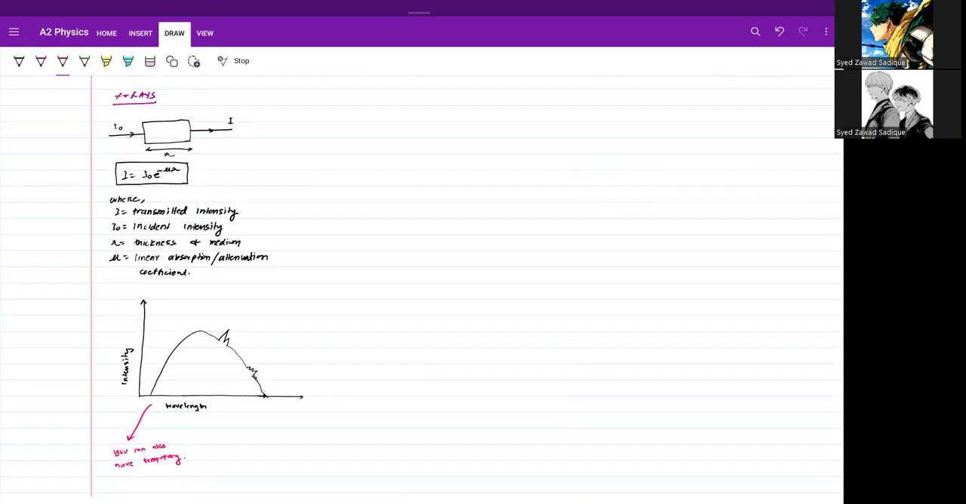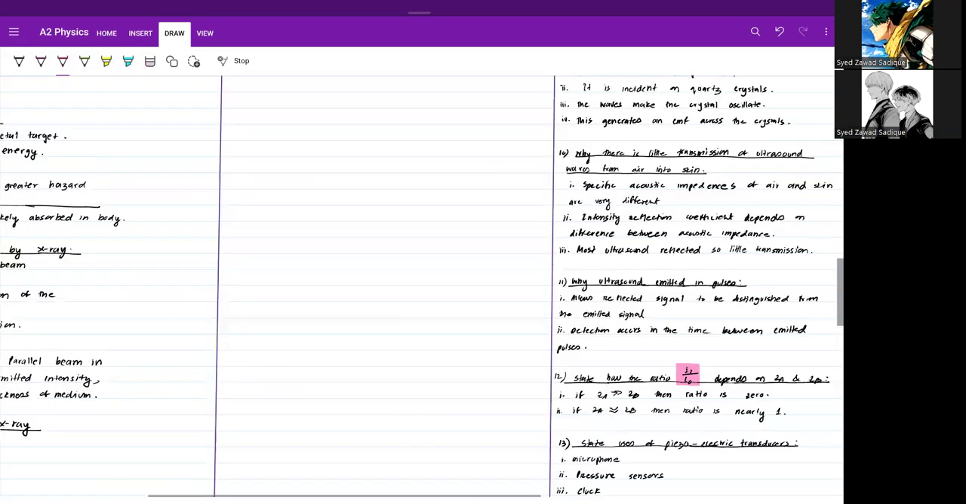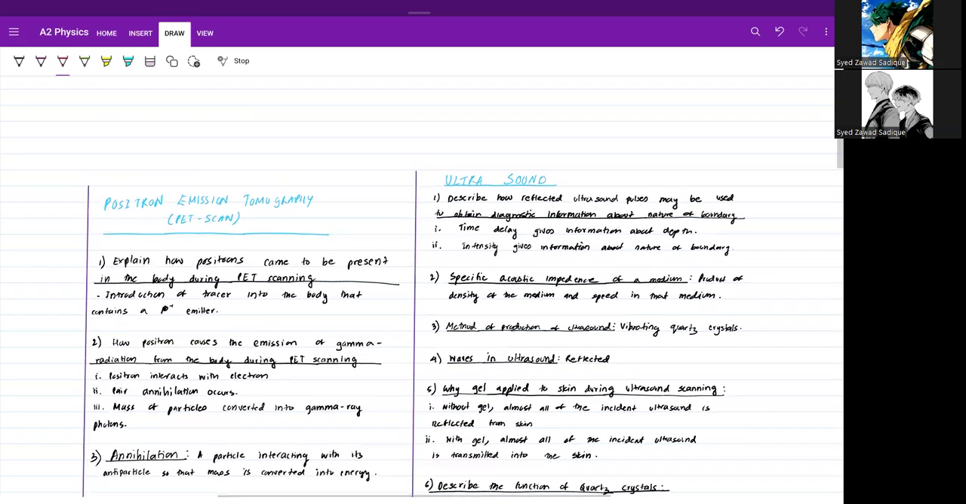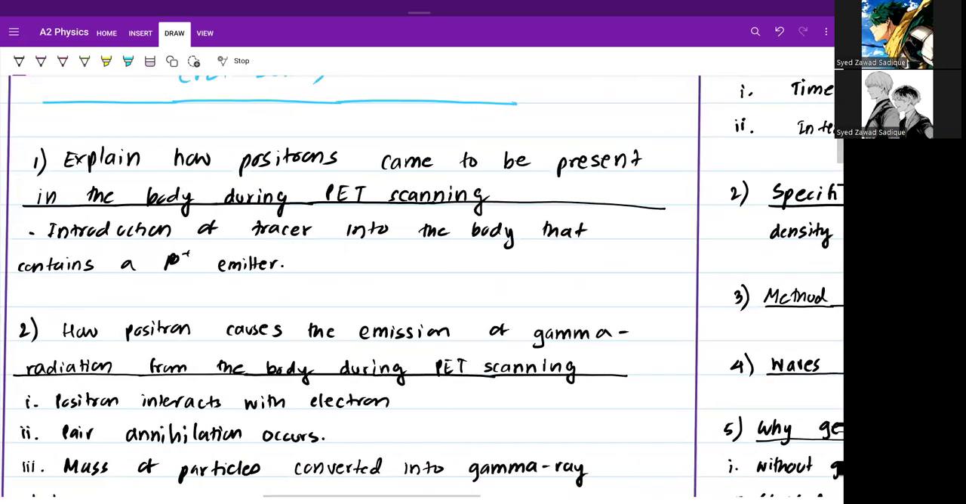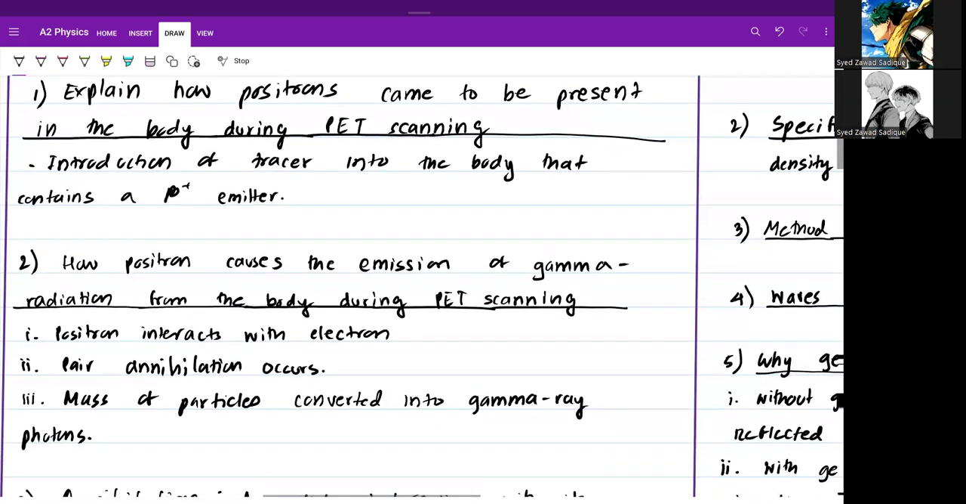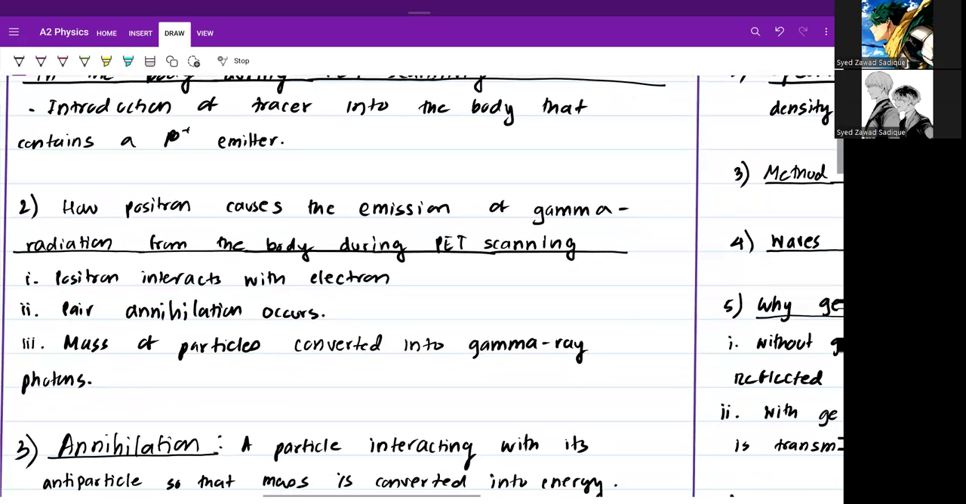Okay, now moving on, we have positron emission tomography, PET scan. Explain how positrons came to be present in the body during PET scanning. Introduction of a tracer into the body that contains a positron emitter. That's the answer. How does a positron cause the emission of gamma radiation from the body during PET scanning? The positron interacts with an electron, pair annihilation occurs, and the mass of the particles is converted into gamma ray photons.